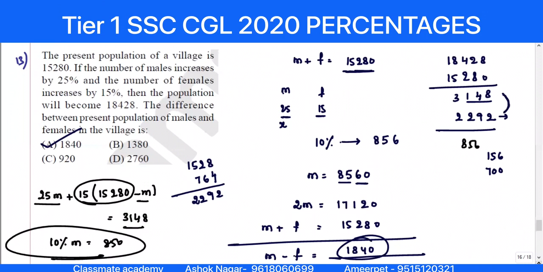So 100% of male is how much? 8560. Okay. So now I have male plus female is 15,280. 2 times male is 17,120. Or else you can find out female from this and then you can subtract. But why do that? Directly multiply 2M, subtract this. You'll get male minus female.